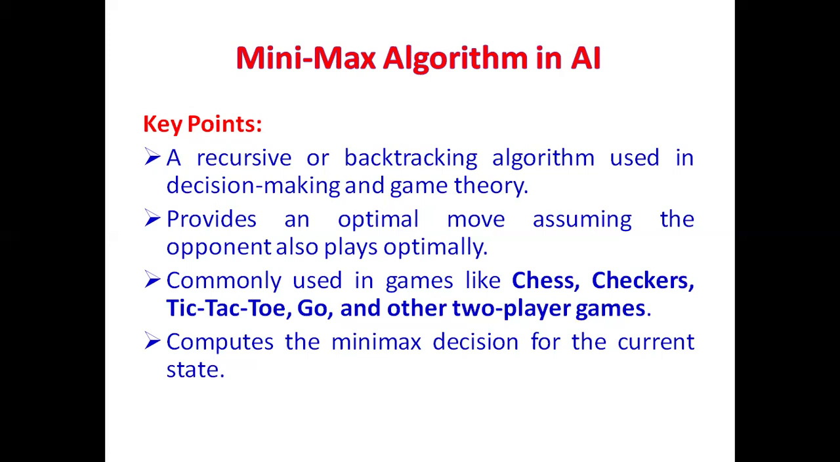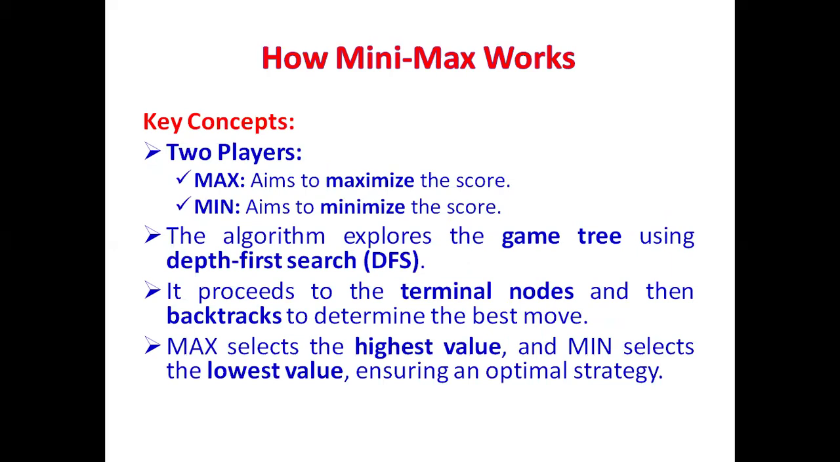The Minimax algorithm works by computing the minimax decision for the current state of the game. It examines various possibilities and selects the move that provides the most favorable outcome for the player using the algorithm. The opponent's responses are also taken into account to ensure an optimal strategy. Next, how the Minimax algorithm works.